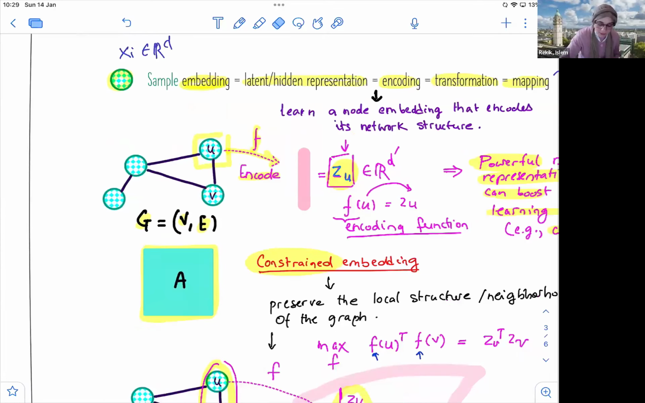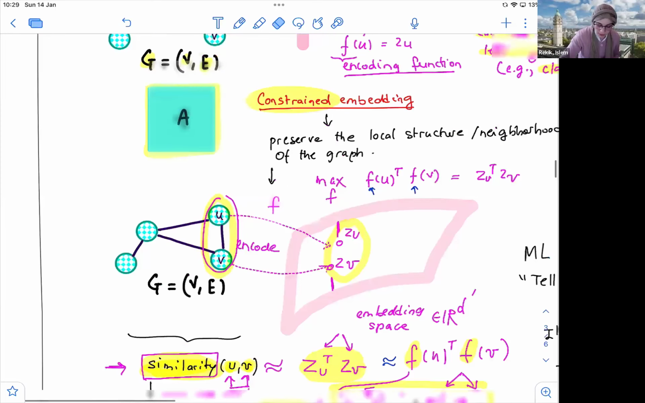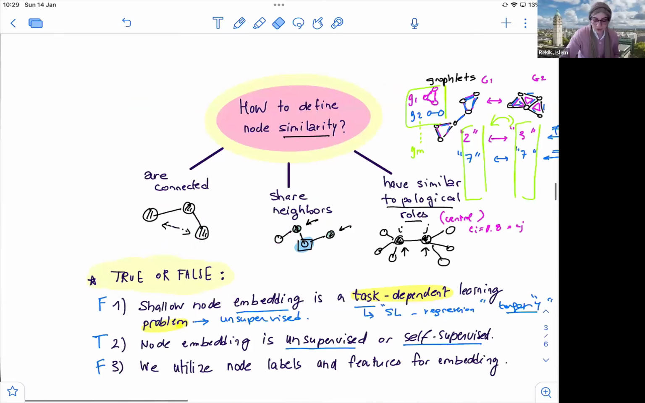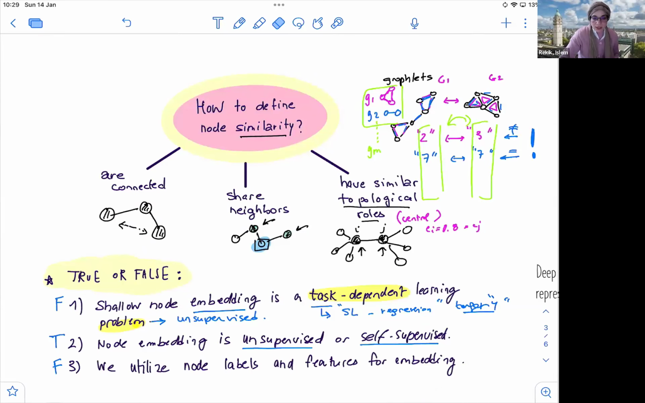So this is a very simple problem to solve, fully unsupervised. It doesn't use any labels or any features. These are important remarks, because we will see that this is a bit reductionist. It's very oversimplistic. This is why we call it a shallow node embedding.